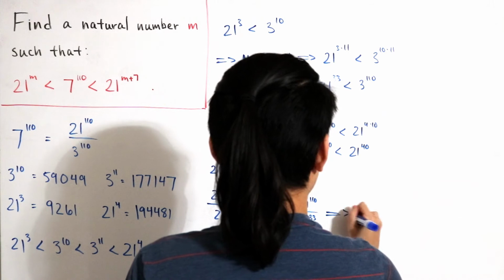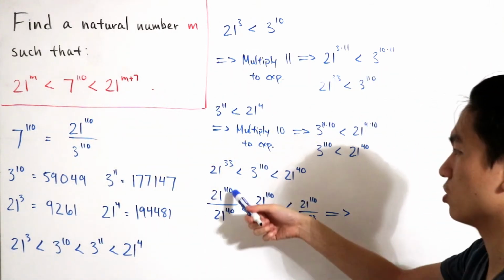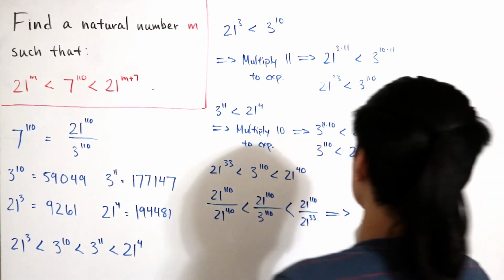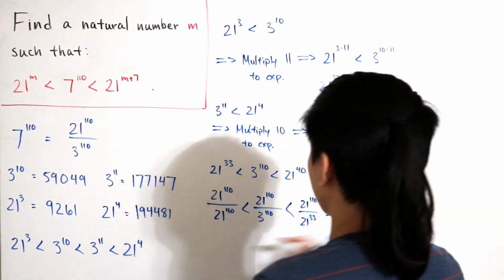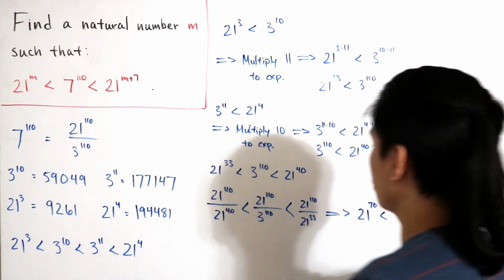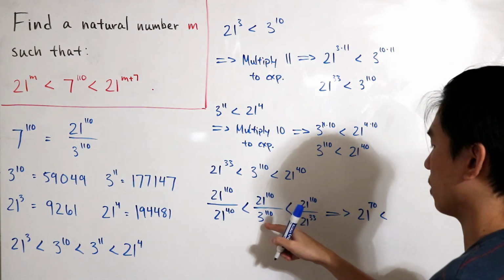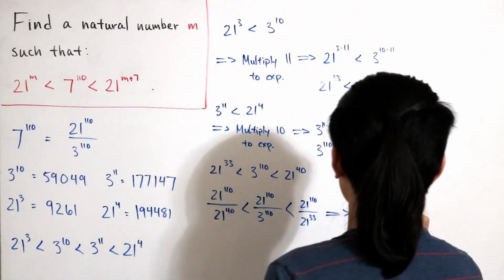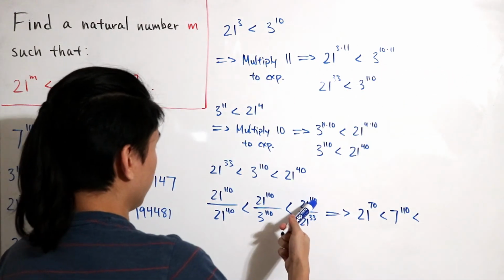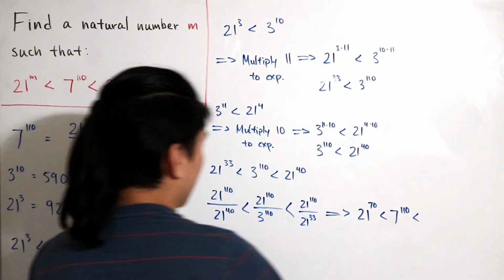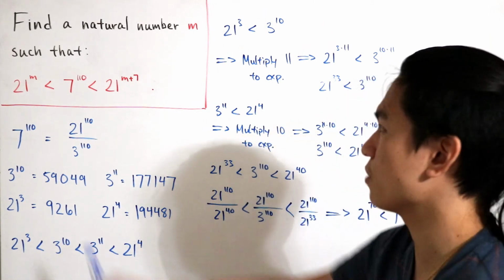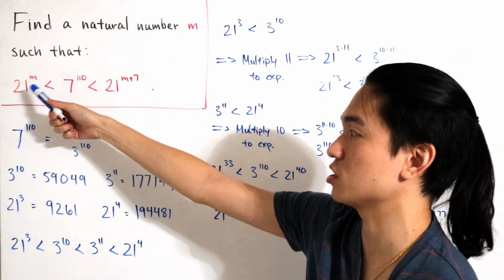Then we notice that using the rules of exponents, we can form the subtraction of the exponents. So the left side of the inequality will be 21 to the power 110 minus 40, which is 70. Then 21 to the 110 divided by 3 to the 110 is the same thing as 7 to the power 110. The last part is the subtraction 110 minus 33, which gives 21 to the power 77. We want to find an m that satisfies the inequality.